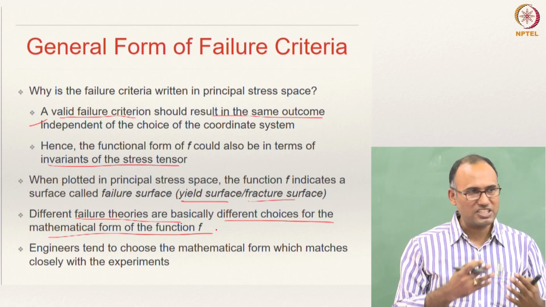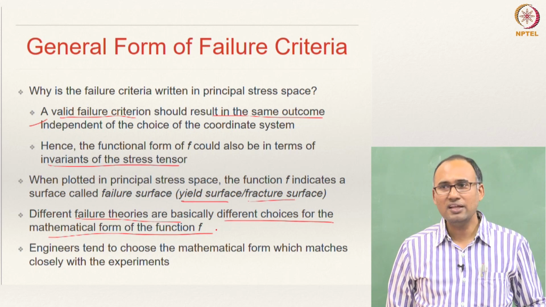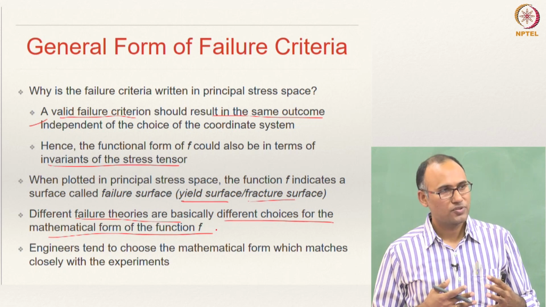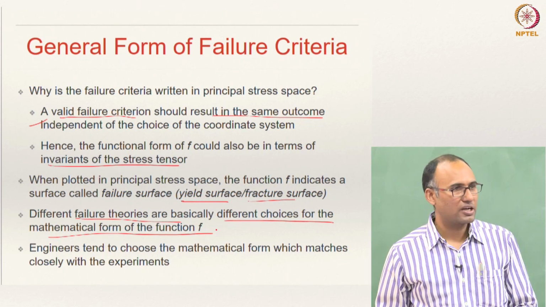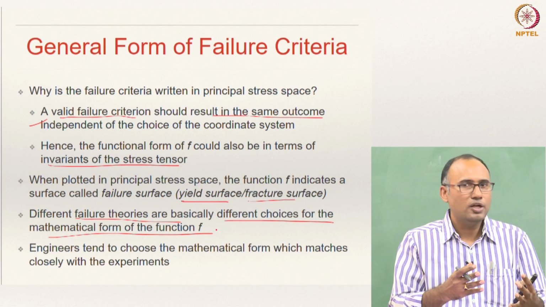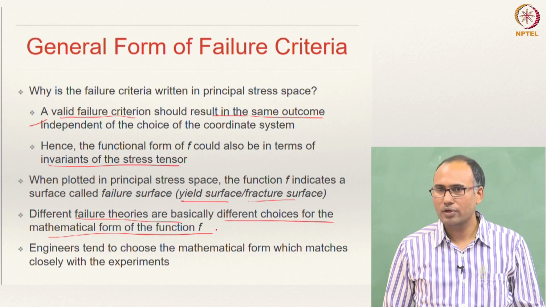And people have done several experiments and they have tested their experimental data against these failure theories. And then they have seen that there are certain failure theories which seem to match with a large fraction of experimental data, and hence they said, okay, this probably is the right failure theory to be used for this set of materials, and so on. Okay?